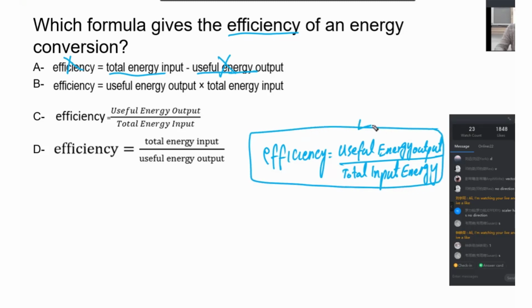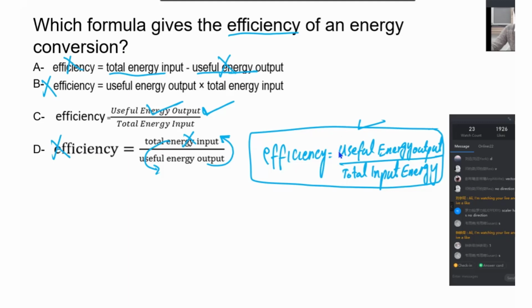If we compare this one with the given options, C is the correct answer, but D is not correct because this is telling you total energy input. So this is wrong. This has to be here actually, and this has to go here. So D is not a possible option, B is not a possible option, C is the best possible option. So C is the answer for this question. Very straightforward one.